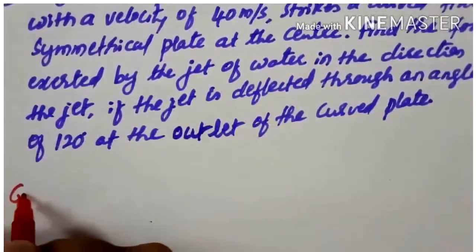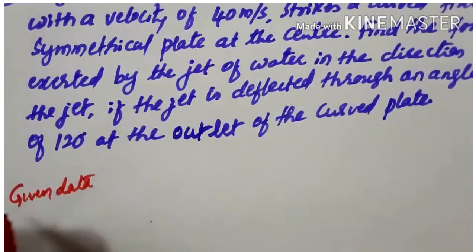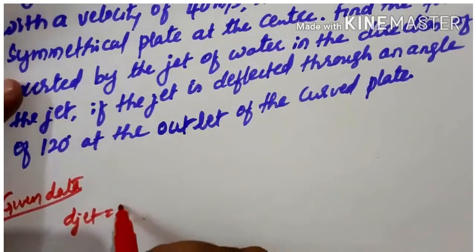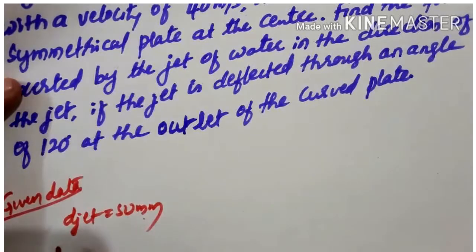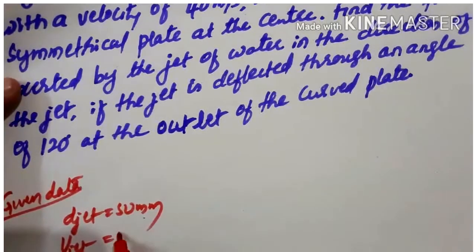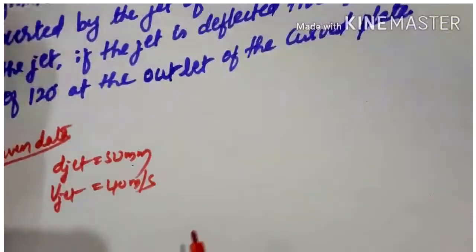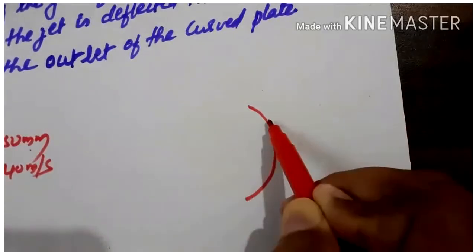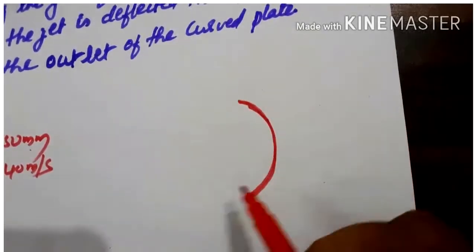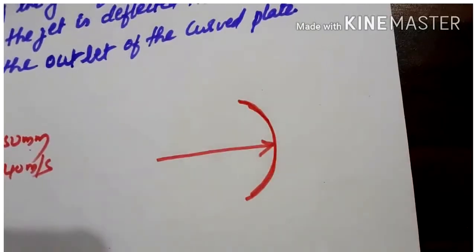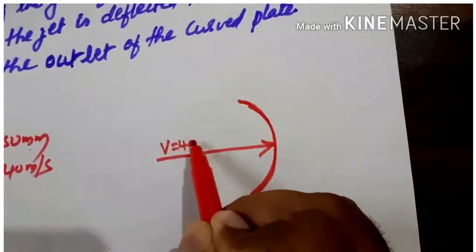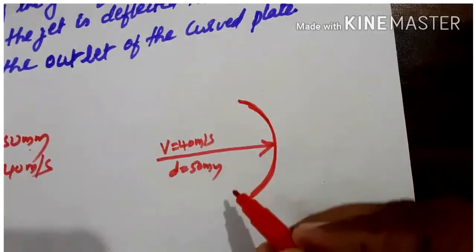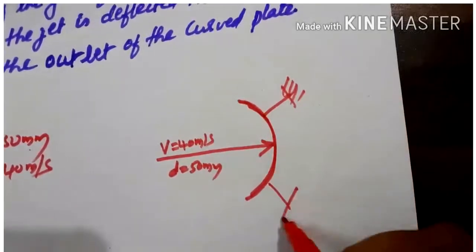Let's write the given data first. The diameter of the jet is given as 50 mm, and the velocity of the jet is given as 40 meter per second. Here the jet is striking the curved vane at the center like this, with a velocity of 40 meter per second and a jet diameter of 50 mm, and the vane is fixed, that is stationary.